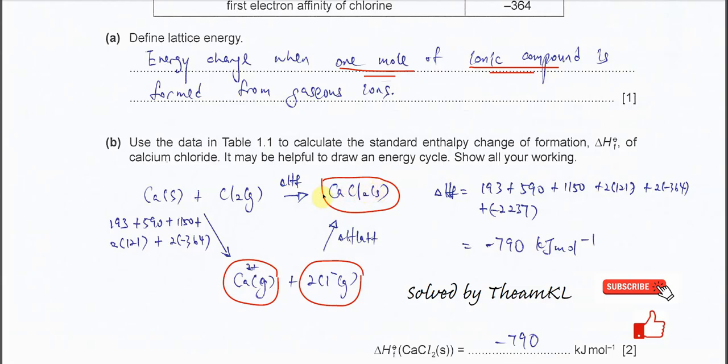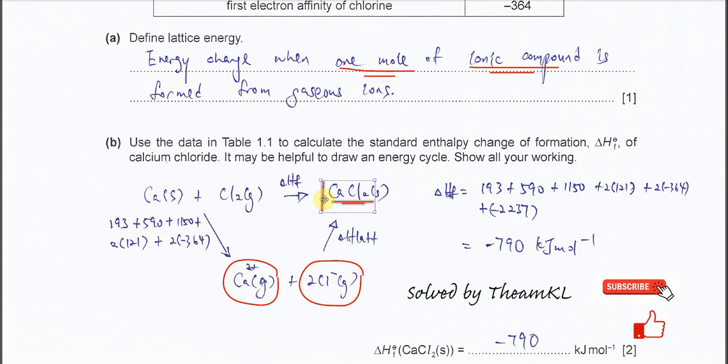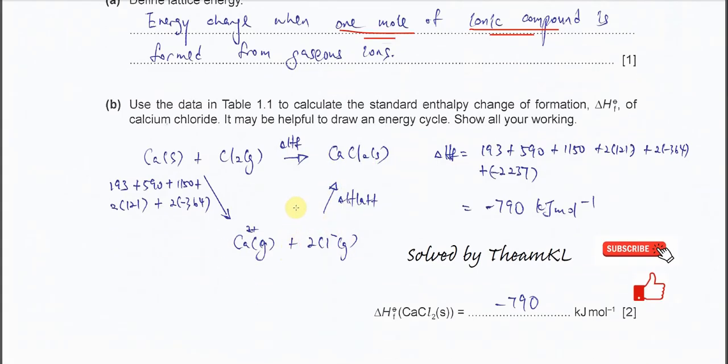And this must be 1 mole of the solid formed from its gaseous ions. So this is a very easy definition that you must know. Okay, so now for part B, this is a calculation. It wants us to calculate the formation of calcium chloride.